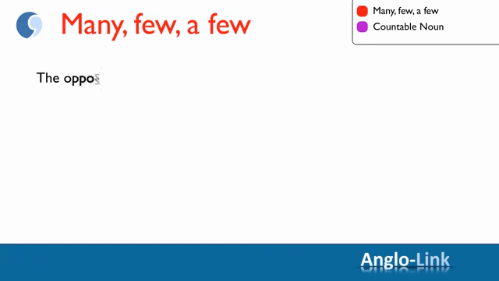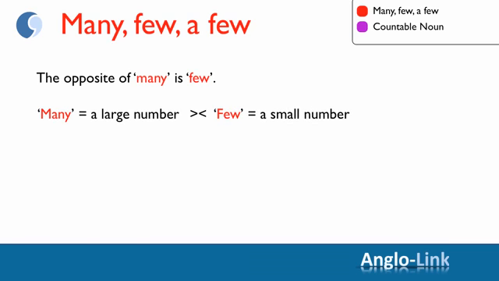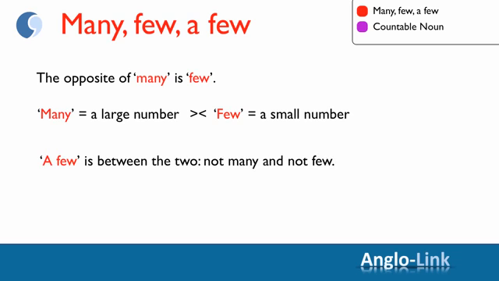The opposite of many is few. So, if many means a large number of something that you can count, then few means a small number of them. And a few is between the two. It means not many and not few. In other words, it means a certain number of something.